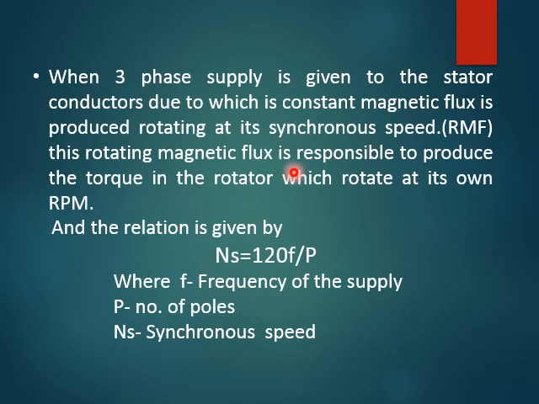So when a three-phase supply is given to the stator, a constant flux is produced which is going to rotate at synchronous speed, and that rotating magnetic field is responsible for rotating the rotor at its own RPM. And the relation is given by Ns is equal to 120F upon P. F is the frequency of the supply, Ns is the synchronous speed, P is the number of poles.